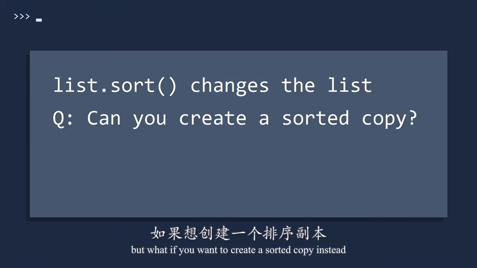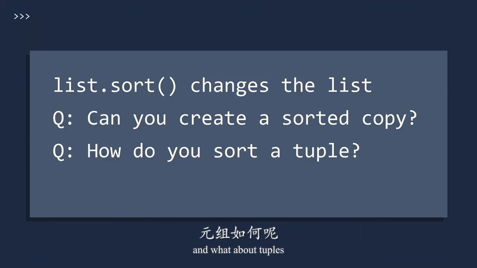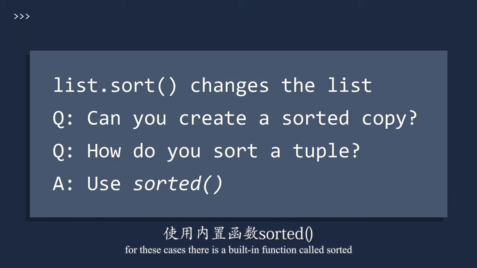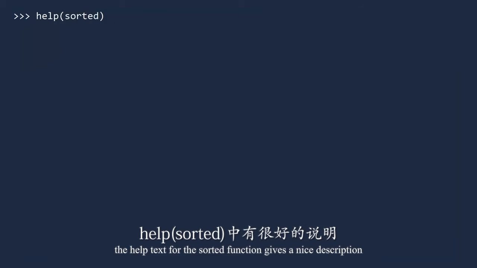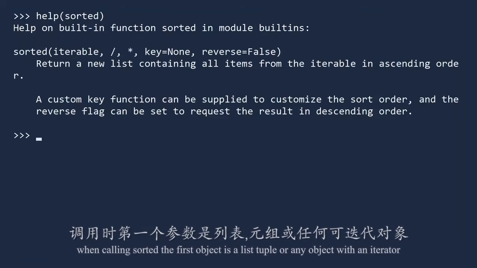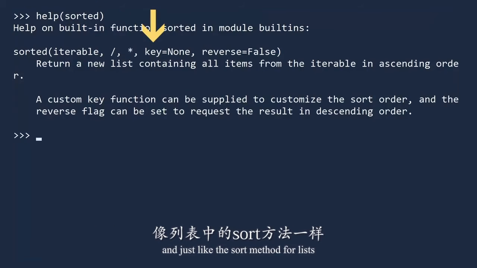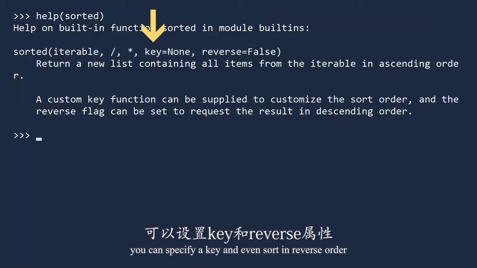In all of the examples we have seen so far, the sort method changes the list. But what if you want to create a sorted copy instead? And what about tuples? Is it possible to sort a tuple? For these cases, there is a built-in function called sorted. The help text for the sorted function gives a nice description. When calling sorted, the first object is a list, tuple, or any object with an iterator. And just like the sort method for lists, you can specify a key and even sort in reverse order.